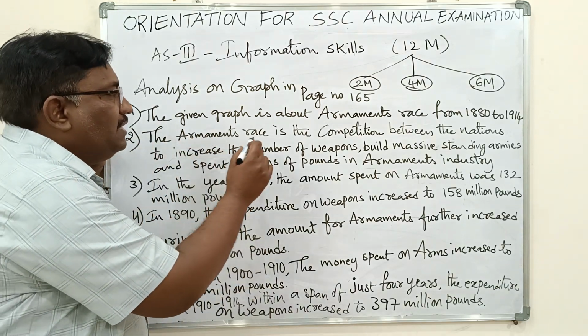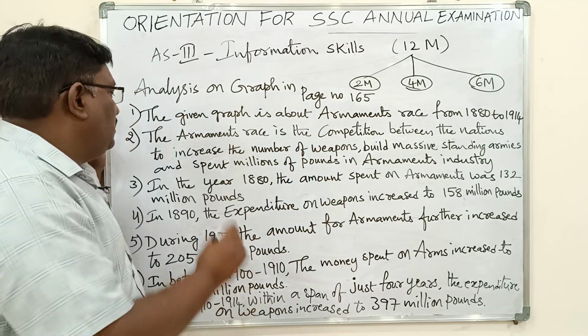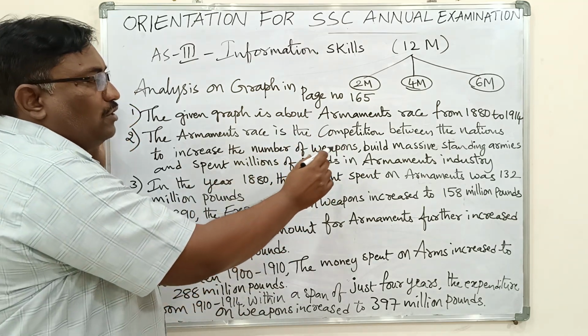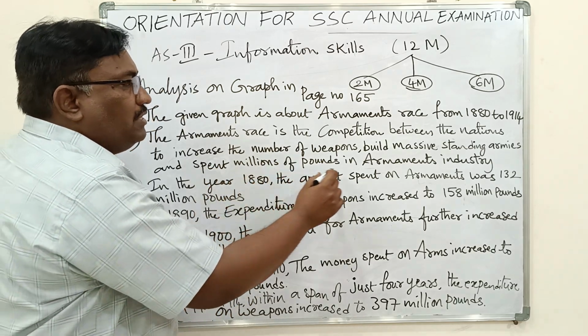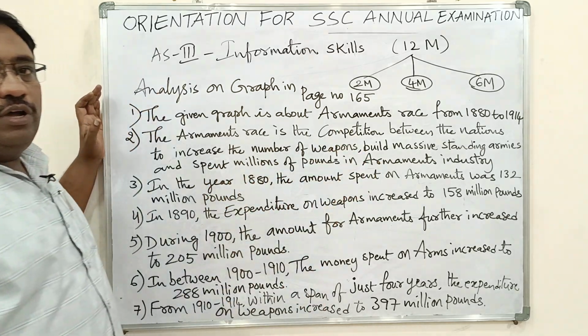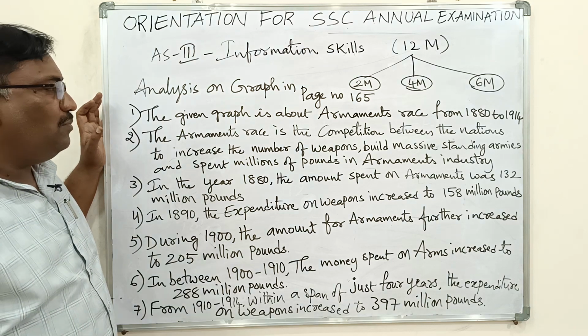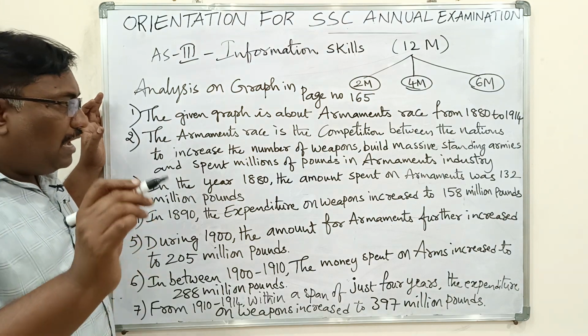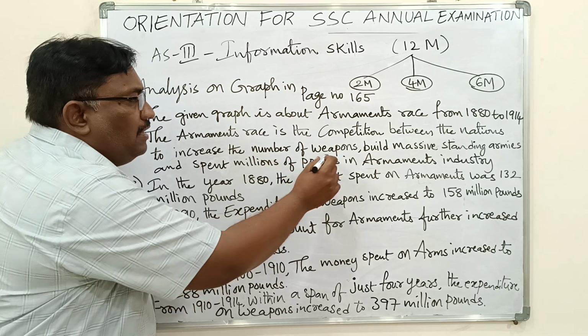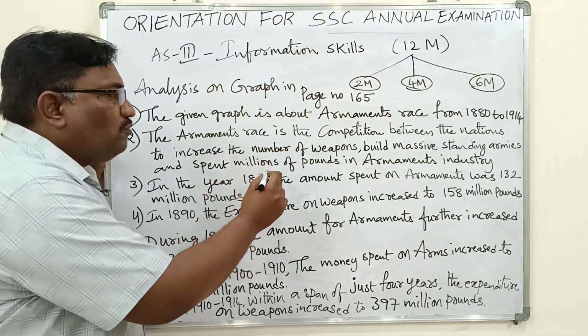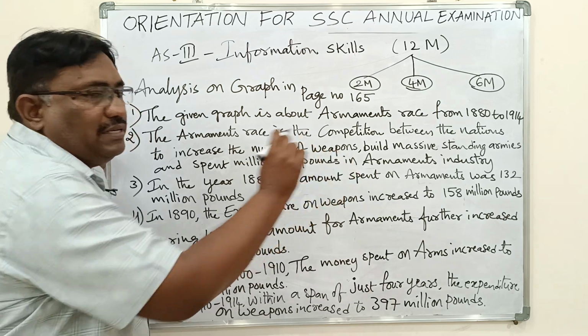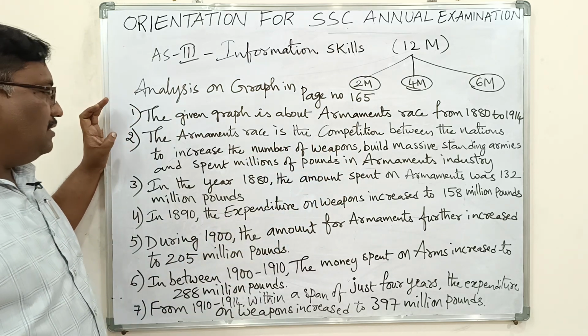The armament race is the competition between the nations to increase the number of weapons, to build massive standing armies, and spend millions of pounds in the armaments industry. So in the context of militarism, these countries have invested a lot of money in weapons and maintaining standing armies, and a lot of money was spent in the armaments industry, the weapons industry. That is the second point.